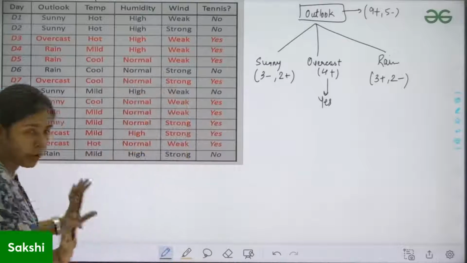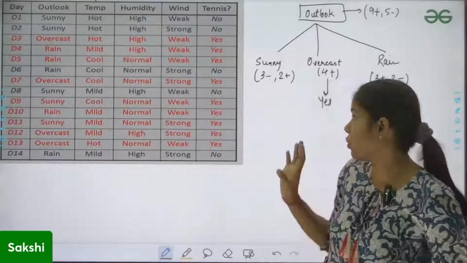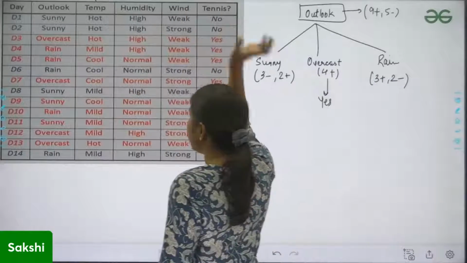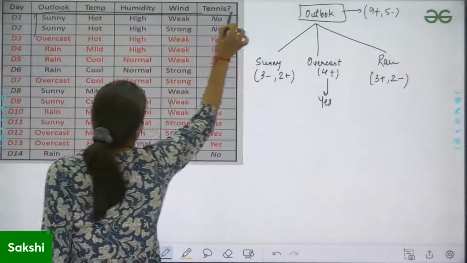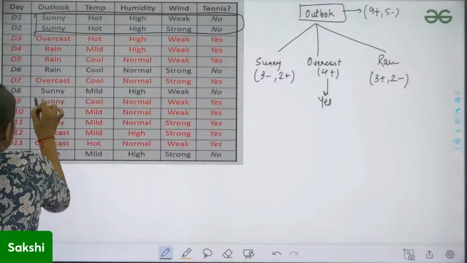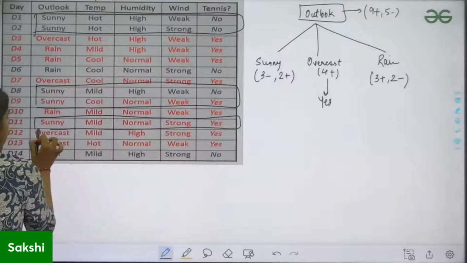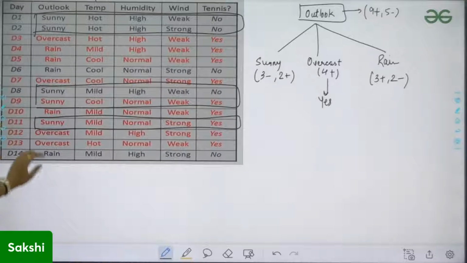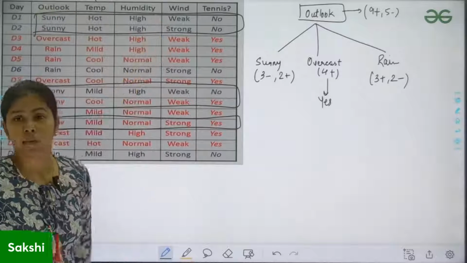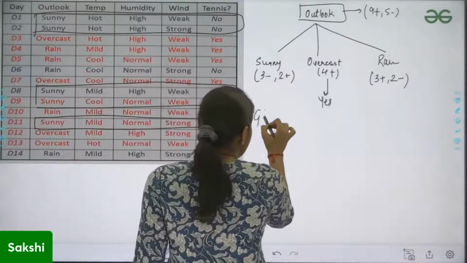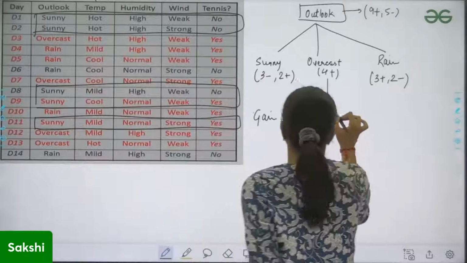Now previously, understand this very carefully, when I only had whether the player is playing tennis or not, I was checking Outlook, temperature, humidity and wind, right? Now in this case for the sunny day, let me first see how many days are sunny. This is sunny, these two are sunny, and this one is sunny. So we have 5 examples on which the day is sunny, right? So now I have to see whether I divide this sunny set over temperature, humidity or wind. So what would I do? I'll find out the gain for the sunny day and temperature.